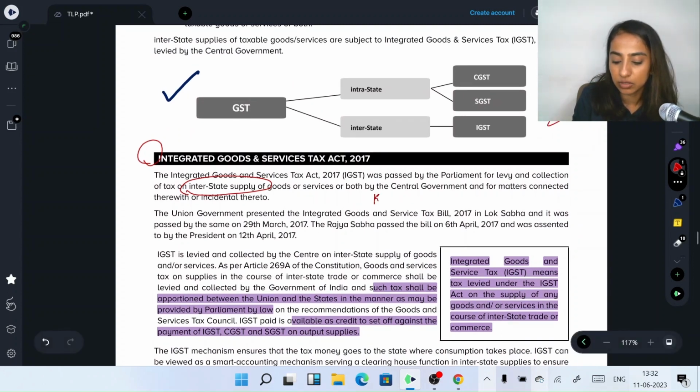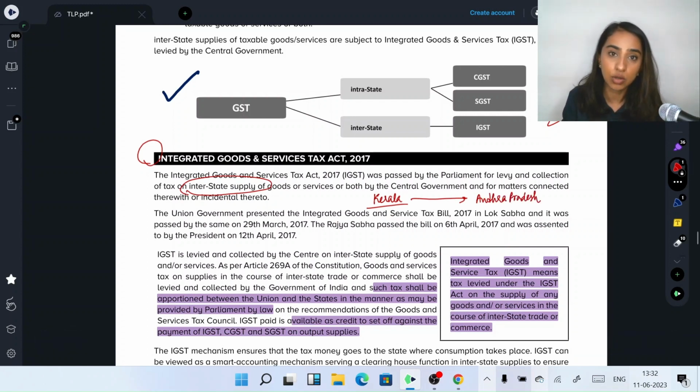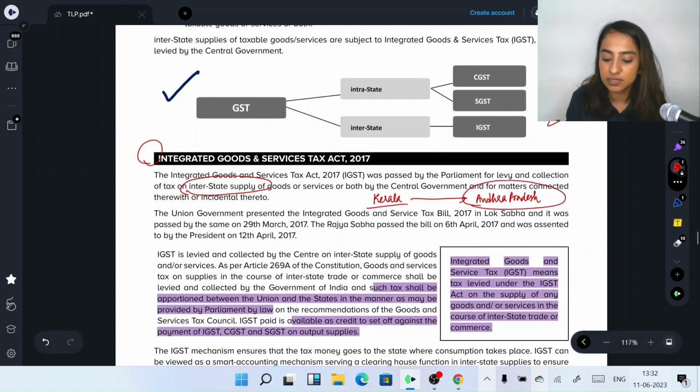Can anybody tell me what is interstate supply? So right now you're in Kerala. Now you sold to Andhra Pradesh. Is this within the state? No, right? This is not within the state. So this is beyond the territories of the state, and hence IGST will be levied. That is your integrated goods and services tax.